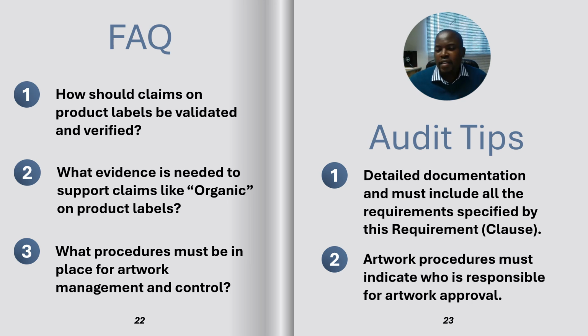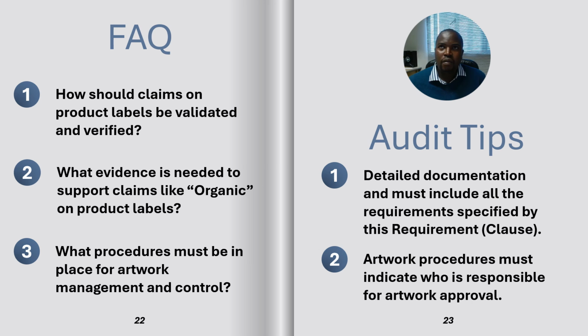Another question was, what evidence is needed to support a claim like organic on product labels? The evidence could include product test results for synthetic fertilizers and pesticides. It could include the organic certification scheme that you're participating in, and records of chain of custody throughout the value chain. The verification plans could include product tests to support that claim, where you test your product for MRLs, for example, where it will be indicated that indeed there are no chemical residues present on your product.